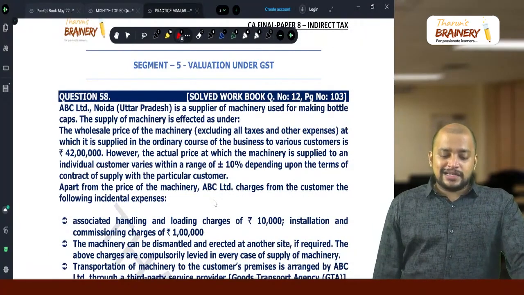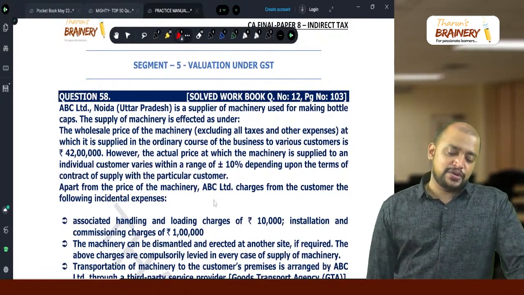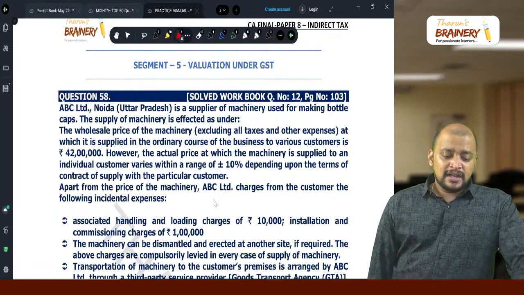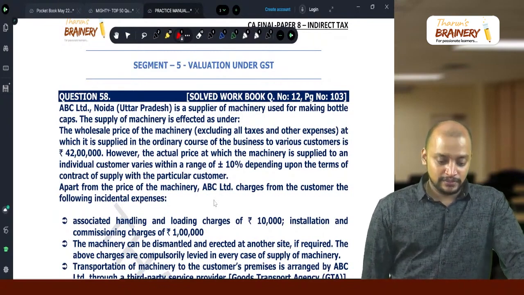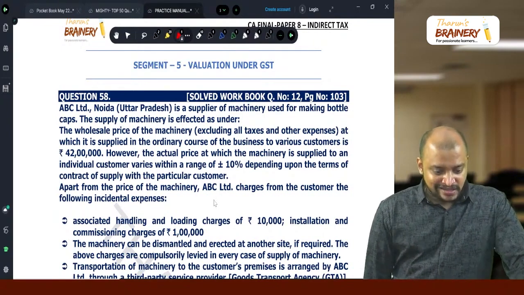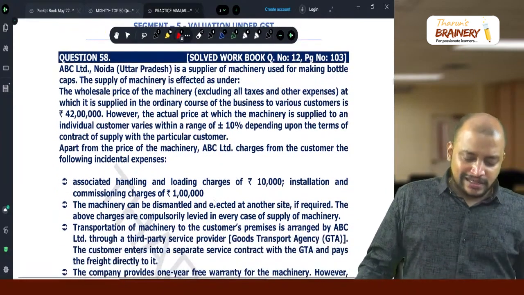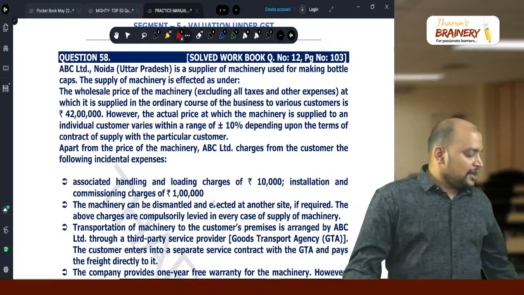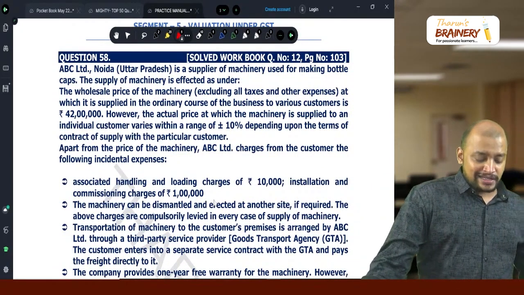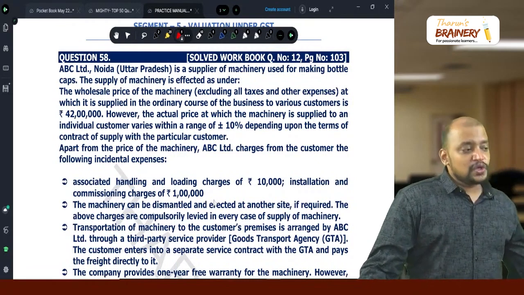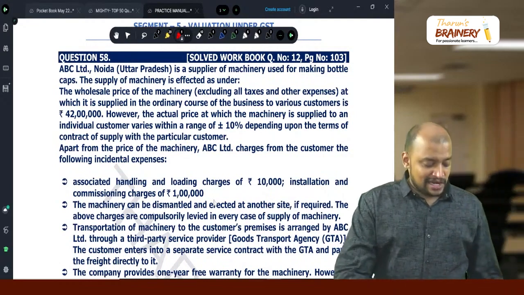Question number 58. ABC Limited, Noida, Uttar Pradesh is a supplier of machinery used for making bottle caps. The supply of machinery is effected as under: the wholesale price of the machinery, excluding all taxes and other expenses, at which it is supplied in the ordinary course of business to various customers is 42 lakhs. But don't take 42 lakhs as the value, because 42 lakhs is the price at which usually they will be selling. But what is the actual price at which they have charged to the customer?